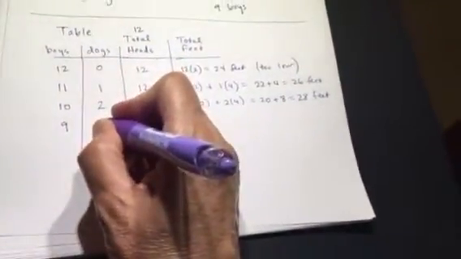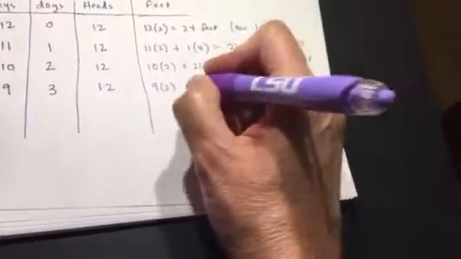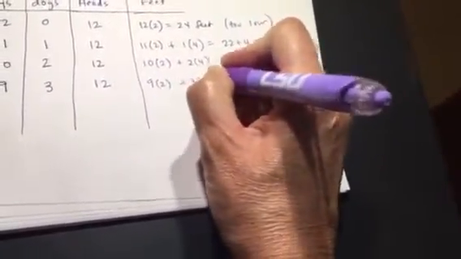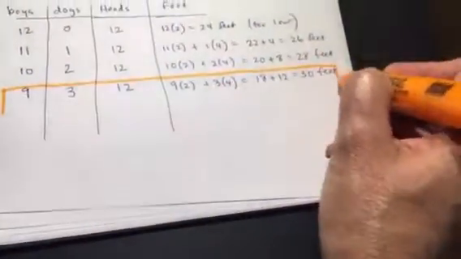9 boys and 3 dogs. On this one, I can say, bingo, I got it. Right? 9 times 2 plus 3 times 4. That's 18 plus 12, 30. There's the 30 feet. And at that point, I quit looking around for the answer. I found it in the table, so I can state the answer and then kind of move on.